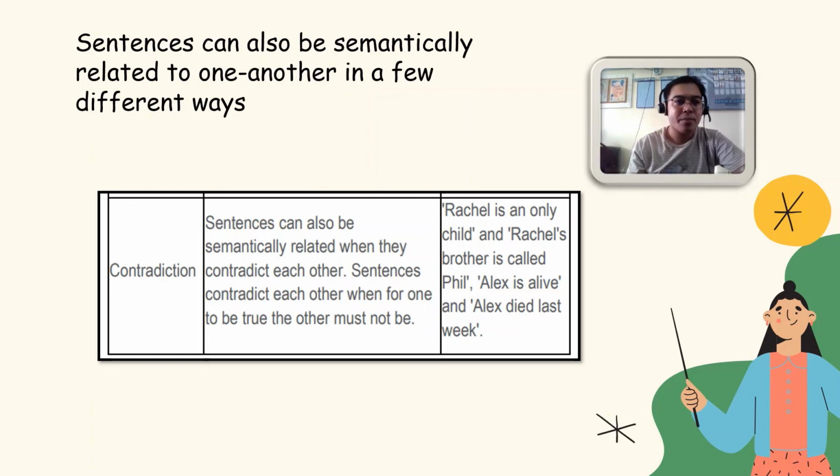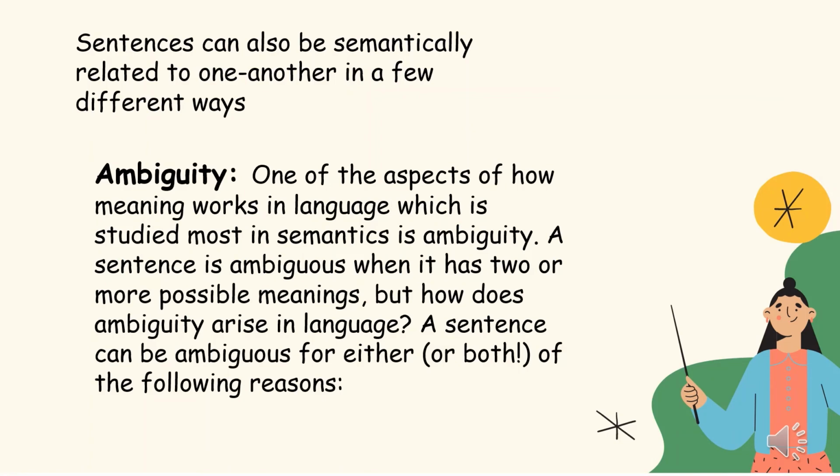Sentences can also be semantically related to one another in a few different ways. Ambiguity. One of the aspects of how meaning works in language, which is studied most in semantics, is ambiguity. A sentence is ambiguous when it has two or more possible meanings. But how does ambiguity arise in language? A sentence can be ambiguous for either or both of the following reasons.